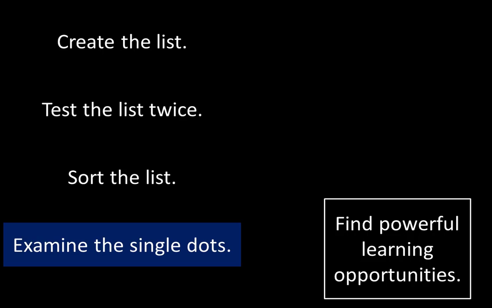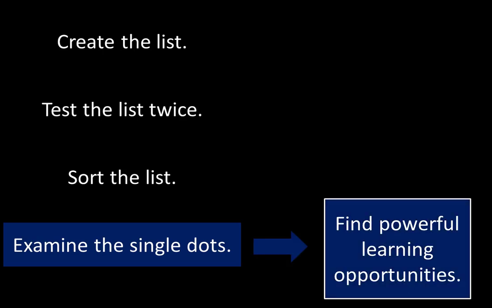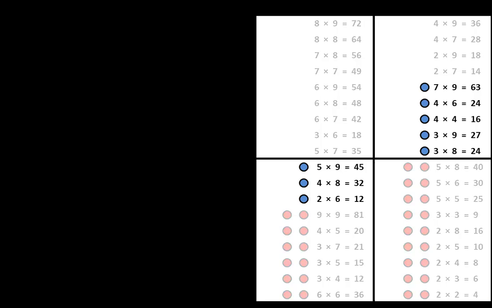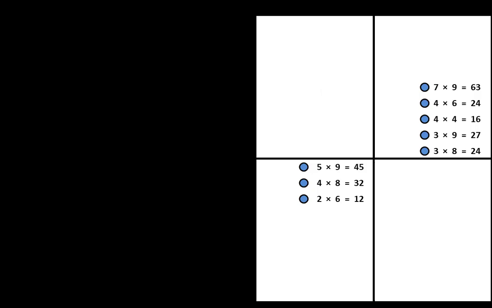Examine the equations with the single dots in order to find powerful learning opportunities. When you reach this point in the process, you'll especially focus on the set of equations with just 1 dot, and you'll ask the question, how are the factors connected to the product? And look for new connections and new ideas. You may be able to use some of those connections to help you learn other ideas.